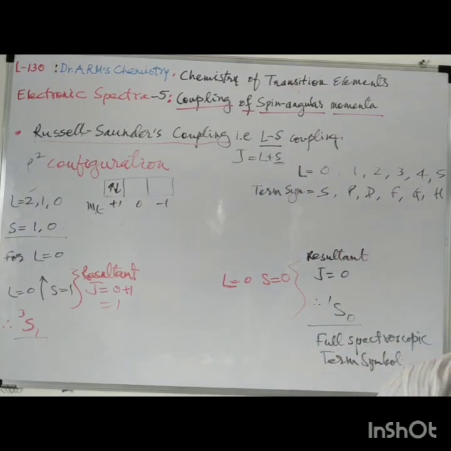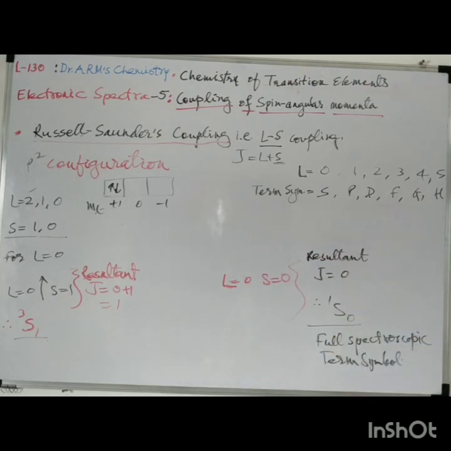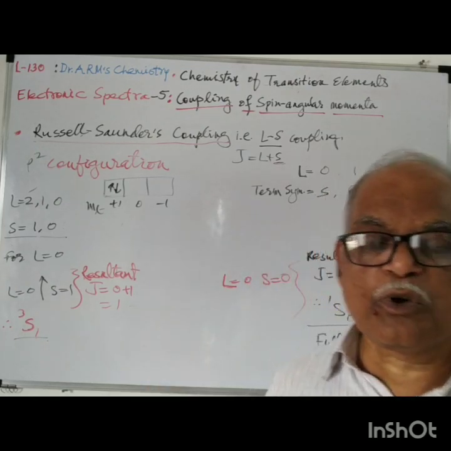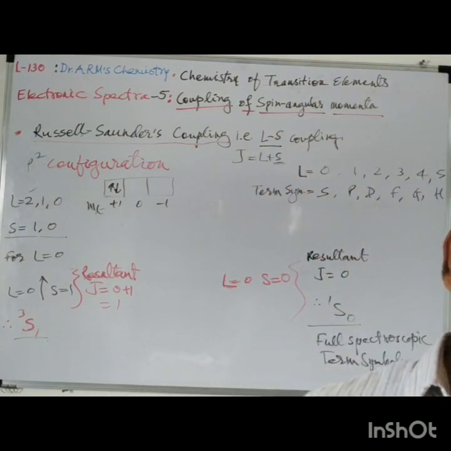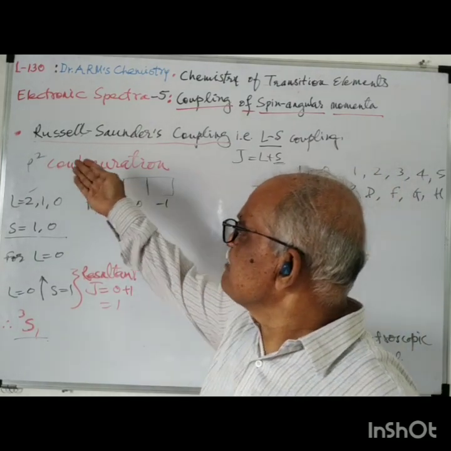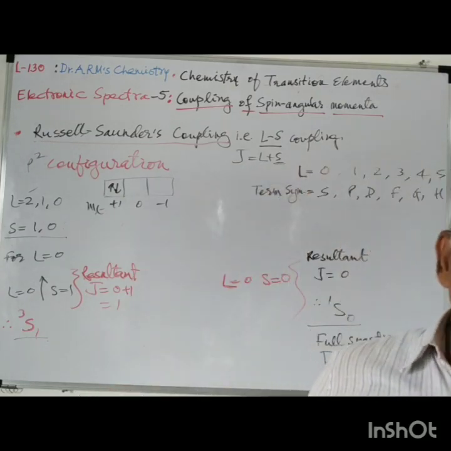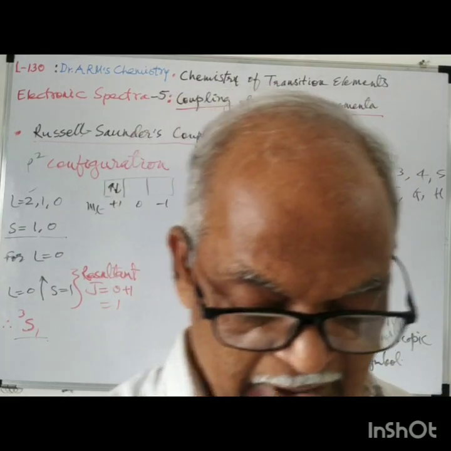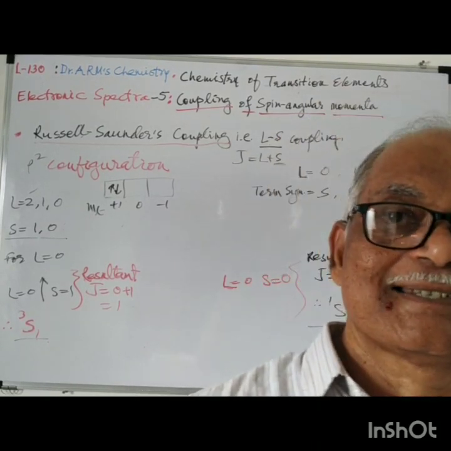So in this way, we can obtain full term symbols for this p2 configuration. Similarly, we can also do the d2 configuration, d3, d4, d5, etc. Or we can also show the term symbols for p1, p2, p3, p4, p5, p6. For each type of configuration we can easily show the LS coupling.